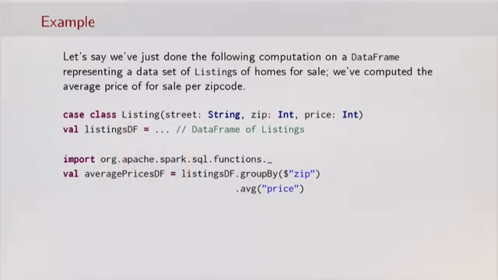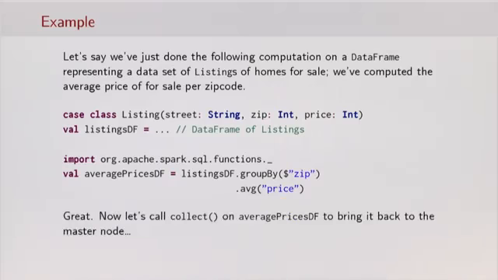So we've gone through all of these listings, and for each zip code we've calculated the average price of the homes for sale in that zip code, okay? So that's what the program looks like here. All we do is we take our listings data frame, we say group by the zip code, so now we have everything collected in groups per zip code, and then finally for each group we call the average function, and we pass to it the name of the price column because we want to calculate the average of that column. So that's the computation that we've done. Great, wonderful, it seems just fine.